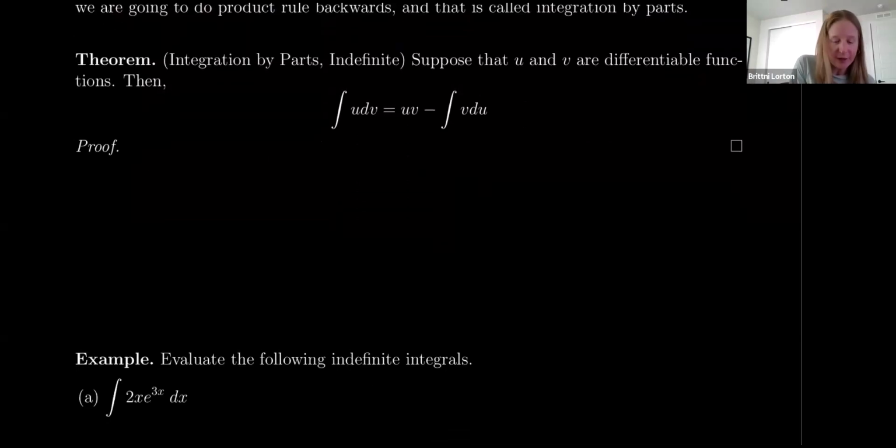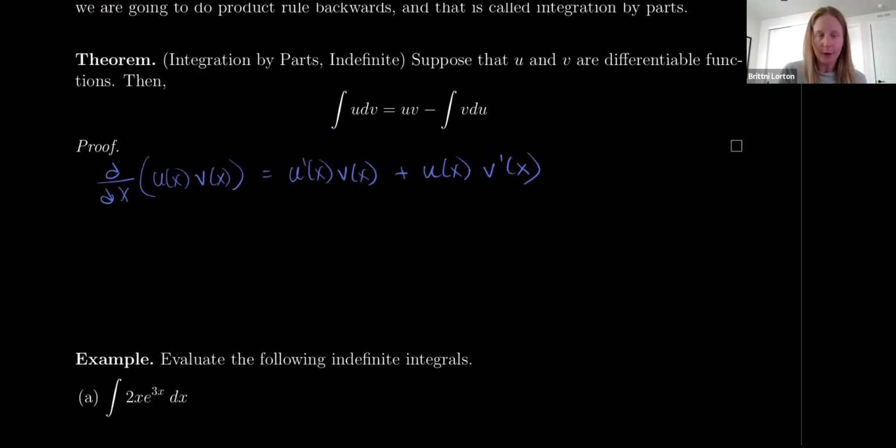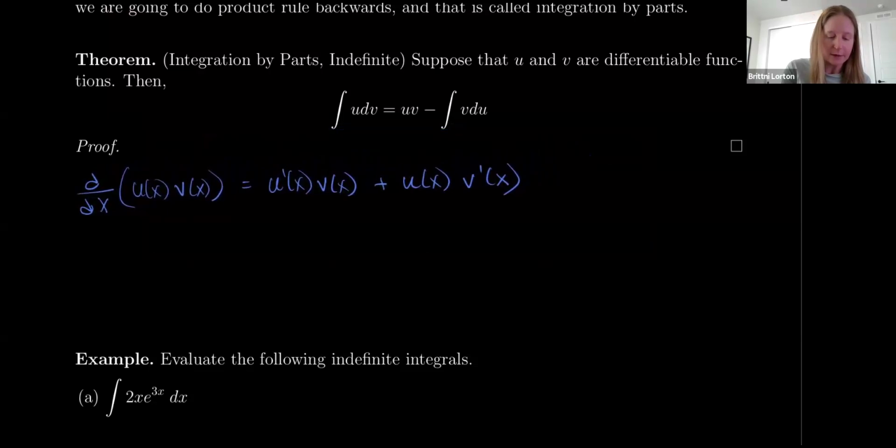So I'm going to start off with the product rule. We're going to try to find the derivative of two things multiplied together. Let's just call those u of x and v of x. We remember it's going to be the derivative of the first one, leave the second one alone, plus the first one I leave alone times the derivative of the second one. Okay, that's just the regular old product rule that we learned in Calc 1.